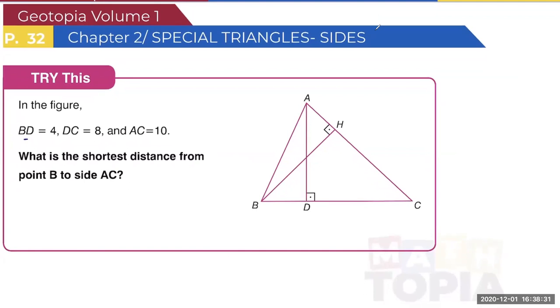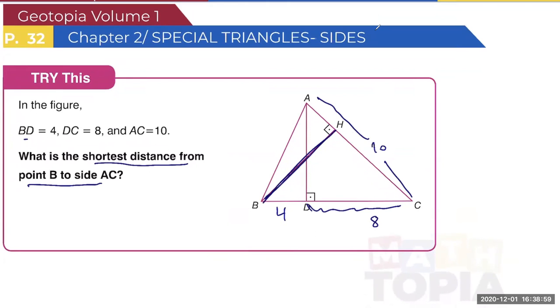Another side problem, given that DC is 8, AC is 10, BD is 4, then what is the value of... it means the shortest distance from point B to the side BC, this one, right? Yeah, length BH. So we are looking for this length.